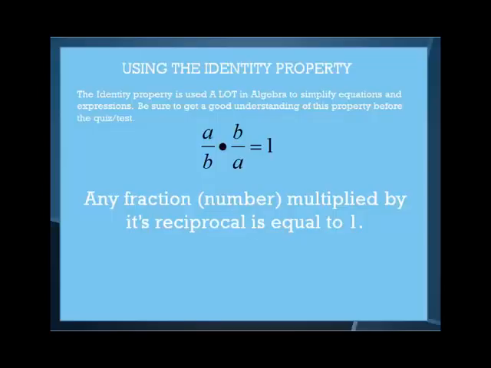One of the big things that we use in algebra is the identity property. The identity property is used a lot, and it's very important that you understand this as we move forward into simplifying expressions and equations. The identity property states that any fraction multiplied by its reciprocal is equal to 1.